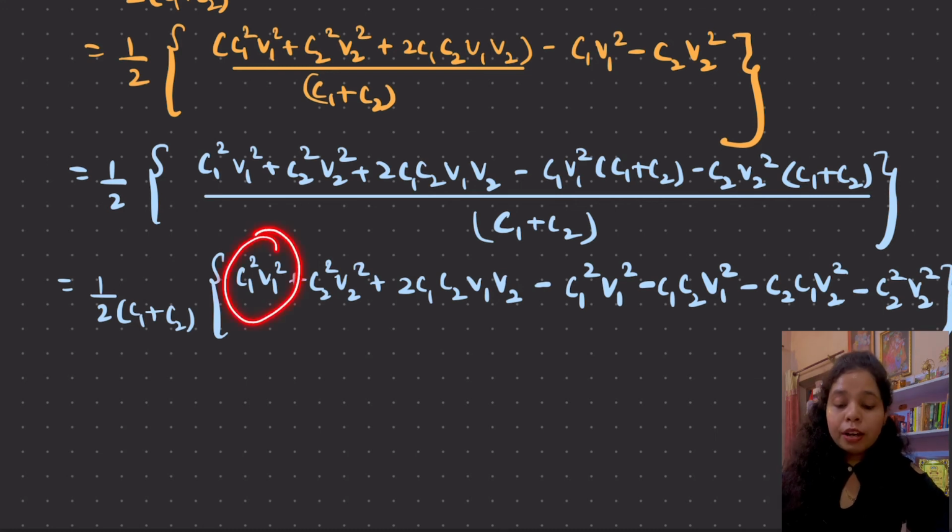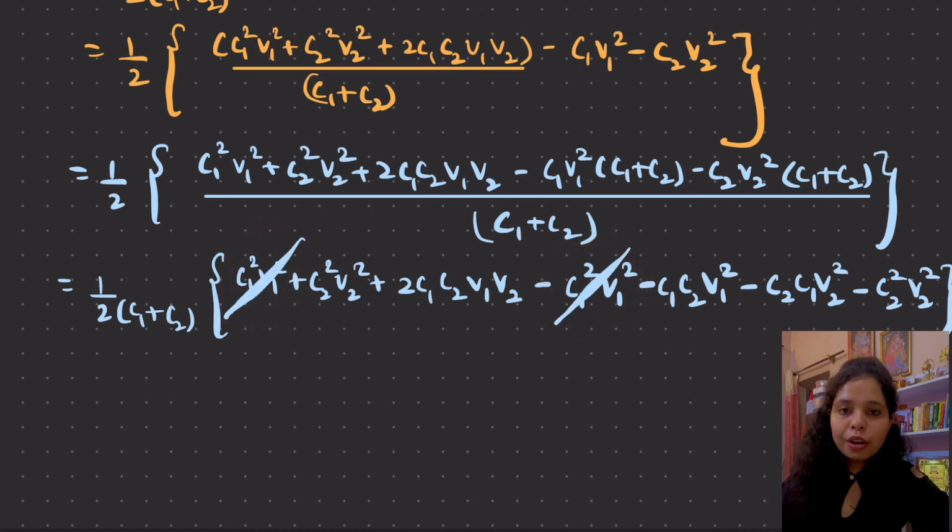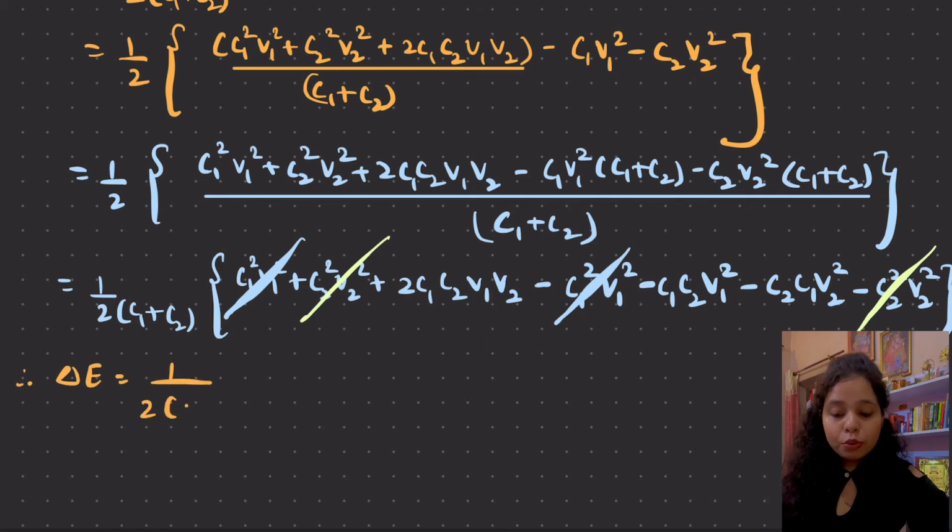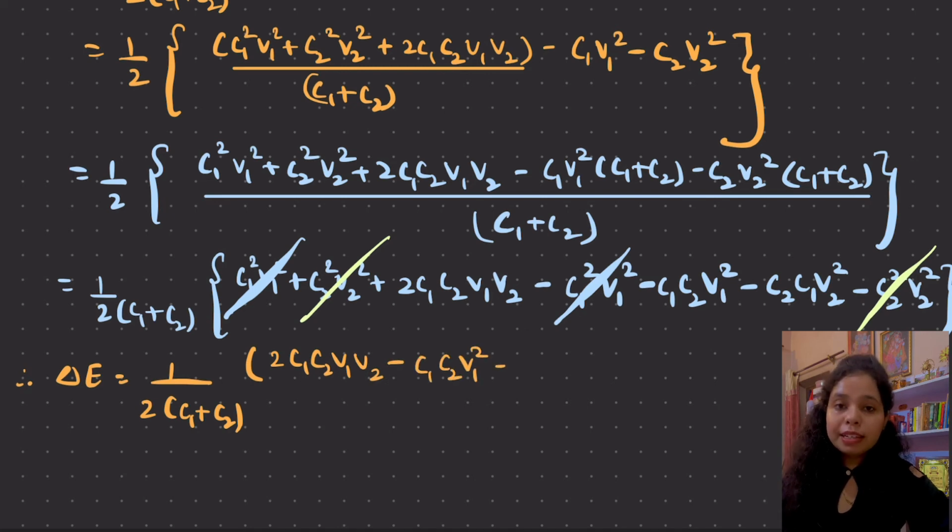Now we have C1 square V1 square and minus C1 square V1 square, so we can cancel these terms, cancelling out the common terms, equal and opposite terms. And similarly we have C2 square V2 square minus C2 square V2 square, again cancelling out these two terms. So we are left with the simplified equation, that is change in energy delta E is equal to 1 by 2 (C1 plus C2) multiplied by 2 C1 C2 V1 V2 minus C1 C2 V1 square minus C1 C2 V2 square.